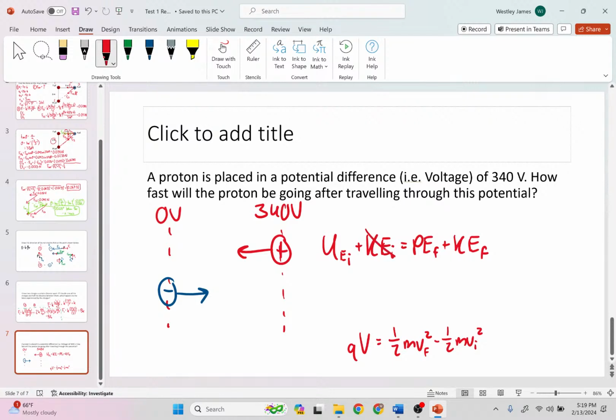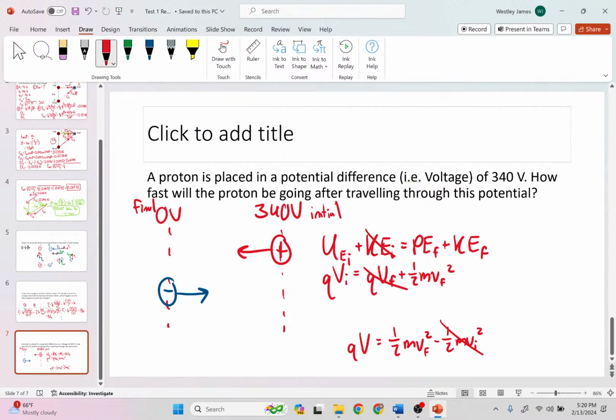We're going to say my thing's not moving in the beginning, so these terms are going to go away. We're going to say it starts at rest. The potential energy initial is Q times V initial. That's going to equal Q times V final plus 1/2 mv final squared. If we look at this picture, this is the final, this is the initial. That term's going to go away. The final voltage is 0. So it boils down to QV equals 1/2 mv squared.